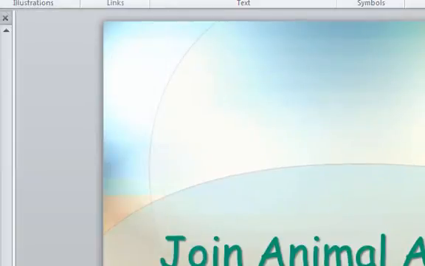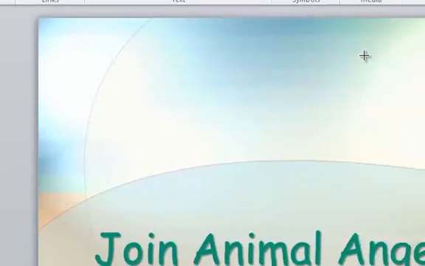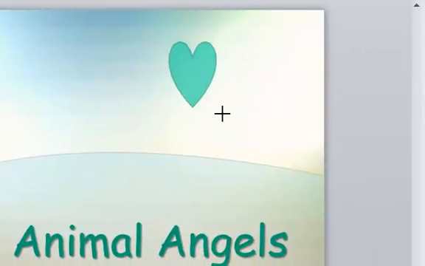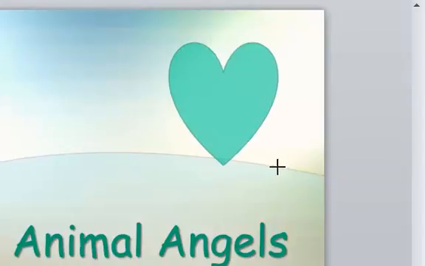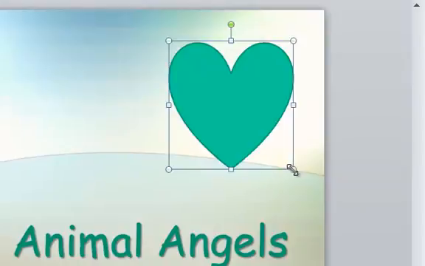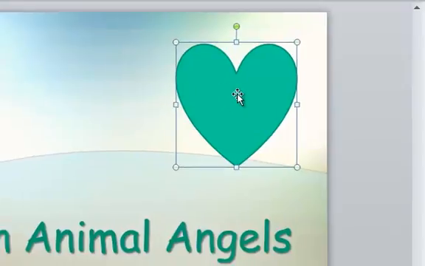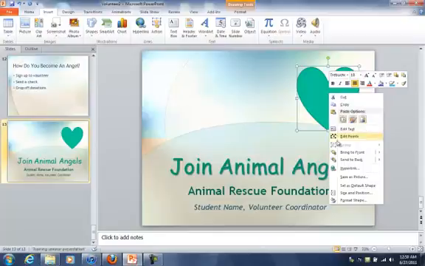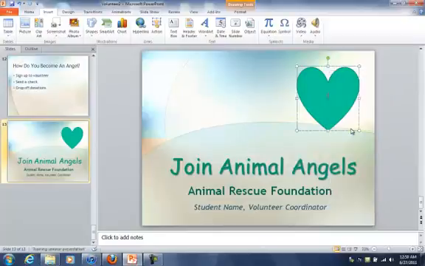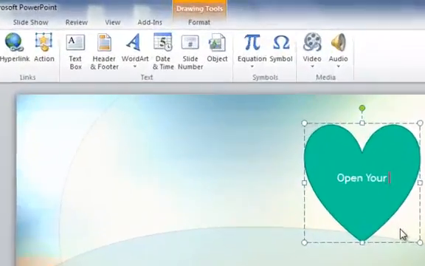And you'll see my cursor turns into a black cross, which is a drawing cursor. So I can click, hold down, and drag, and I'll get a nice heart. I'm going to go ahead and add my heart in there. Once I have a heart in, I'm going to add some text. I'm just going to right-click on this and go to Edit Text. And I'm going to type in Open Your Heart.